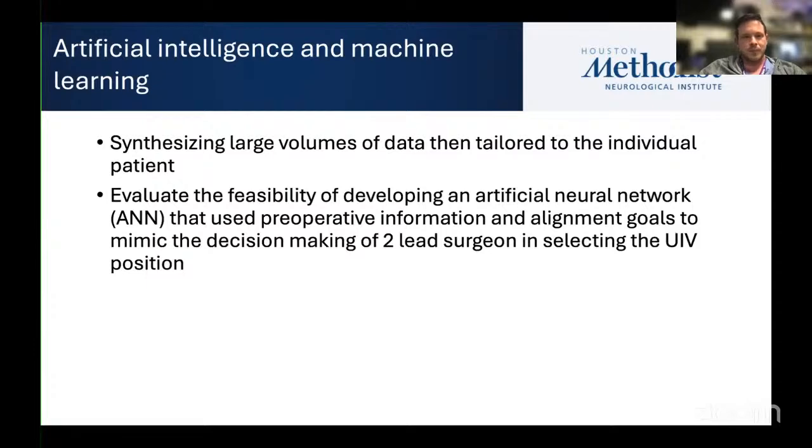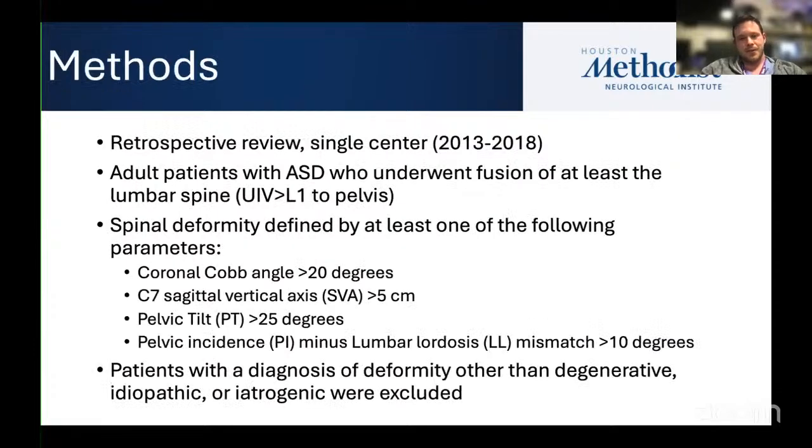It was a retrospective review, single center, and it was just adult-only patients with ASD who underwent fusion above L1. They defined spinal deformity as coronal Cobb angle greater than 20 degrees, SVA greater than 5, pelvic tilt greater than 25, and PI-LL mismatch greater than 10. Pretty standard parameters. They excluded any other degenerative, idiopathic, or iatrogenic, so congenital, traumatic, or neuromuscular scoliosis patients were excluded.